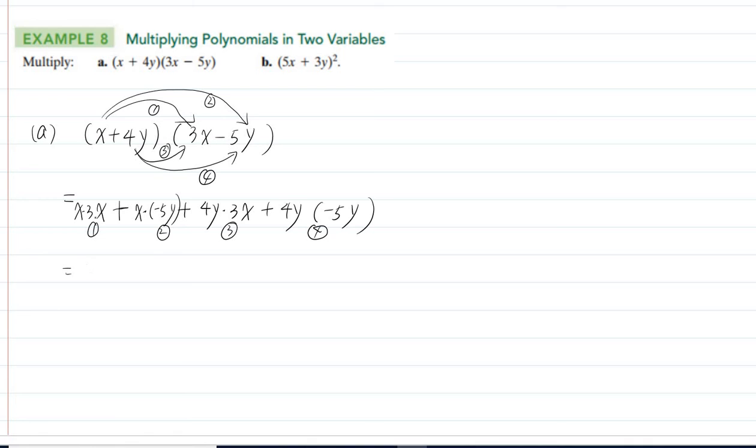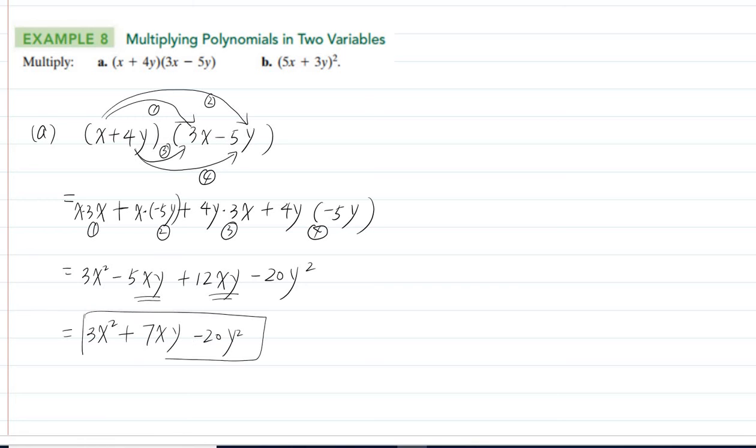Once we have this, we're going to simplify it. That will be 3x squared minus 5xy, and then plus, this is 4 times 3, 12xy, and now we have minus 20y squared. Then we look at whether we can collect like terms. We have xy right here, so we can collect like terms. That will be 3x squared, plus 7xy, minus 20y squared. That's your final answer.